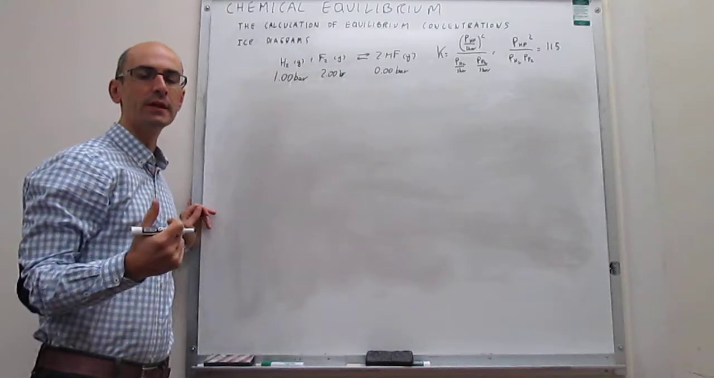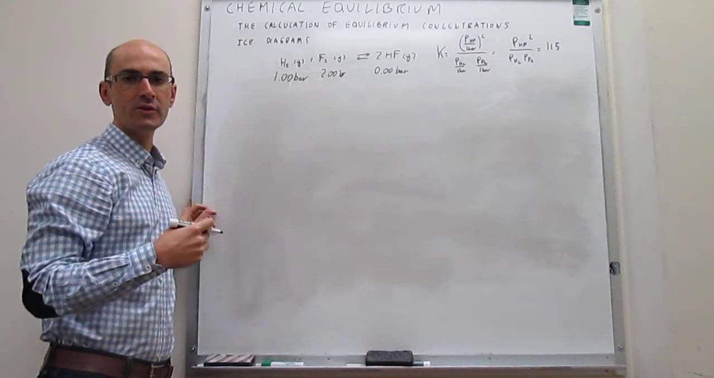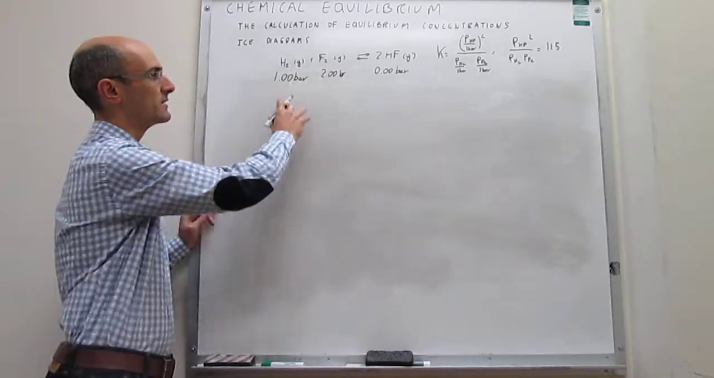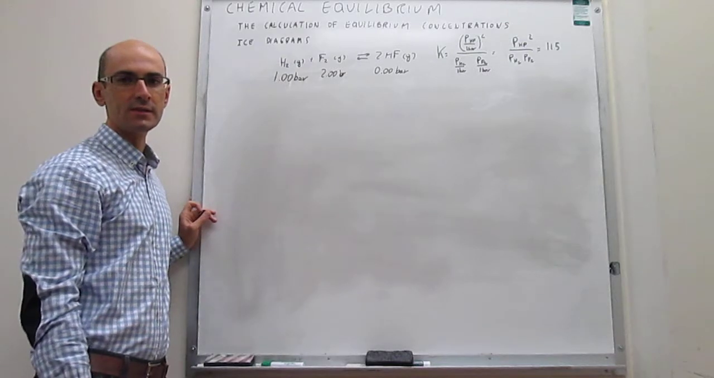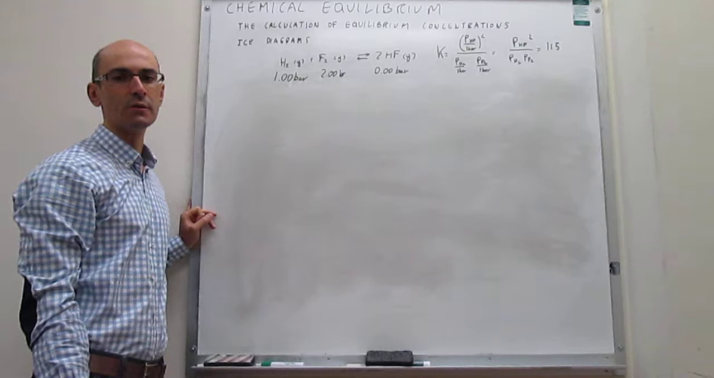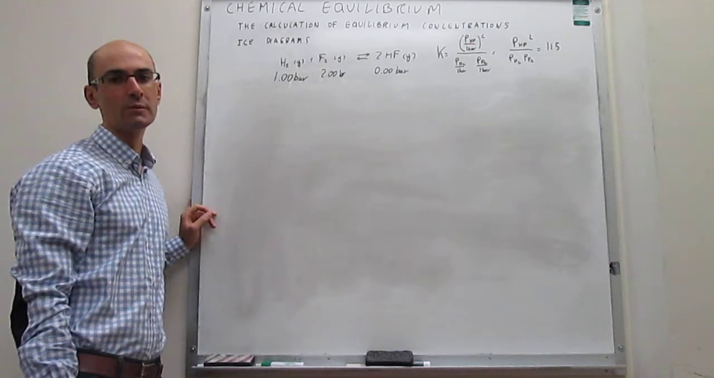The first one is to predict what is the direction of the reaction, whether it's going to be displaced towards reagents or towards products from these initial concentrations as it reaches equilibrium. And then the second is to predict what the concentrations of each one of the species, or in this case the partial pressures, would be once equilibrium is reached.